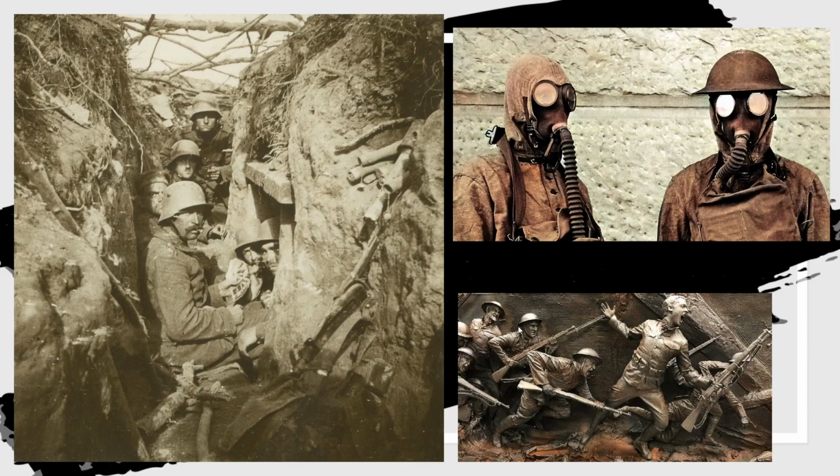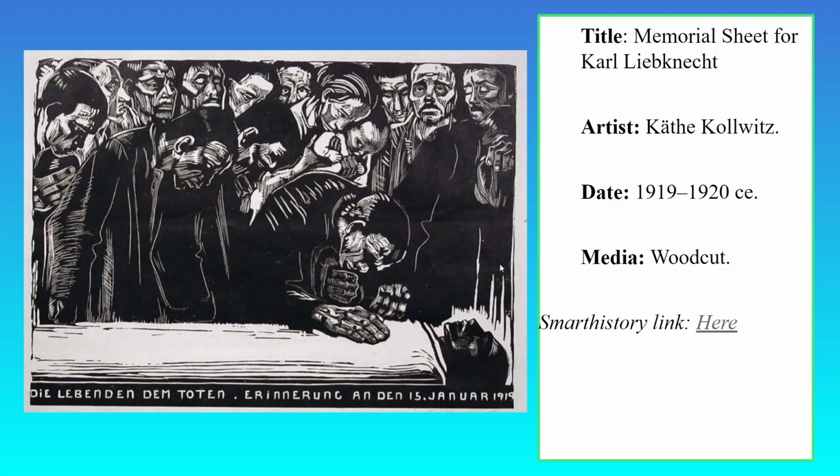So just some imagery of World War I to kind of place it in our brains, because this is the background of our German Expressionist piece. Here. So we have memorial sheet for Karl Liebknecht. So Liebknecht on 3. I'll say it one more time. Liebknecht. 1, 2, 3. Liebknecht.